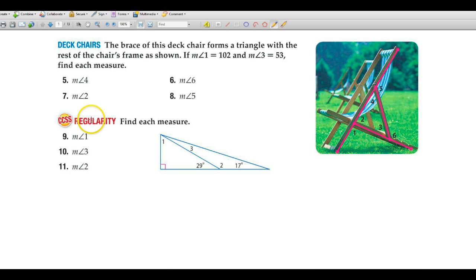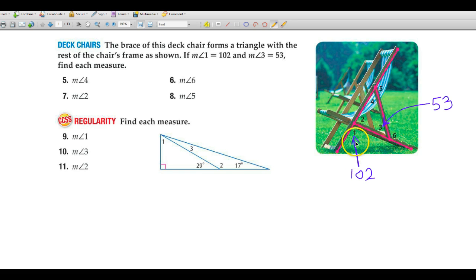The brace of this deck chair forms a triangle with the rest of the chair's frame as shown. If the measure of angle 1 is 102 degrees, so we can write that in, 102. And the measure of angle 3 is 53. Find each measure. So for number 5, we want to find the measure of angle 4.